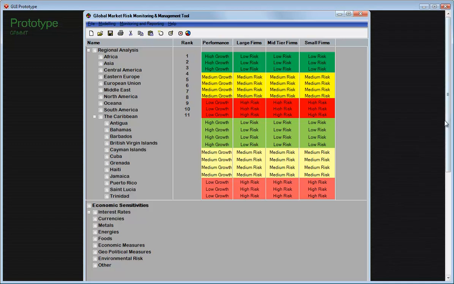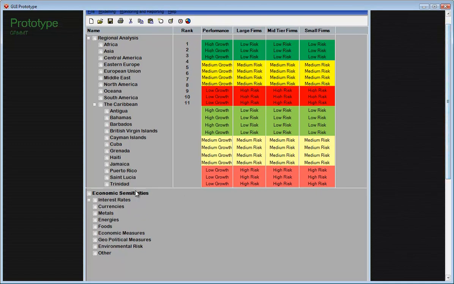Just down the bottom here you'll see the various inputs, economic sensitivities. These are just broad categories, you might say, of interest rates, and they are interest rates from all over the world, currencies, metals, energies, foods, as we mentioned before, the key economic measures, the geopolitical measures as well, how stable the various governments of the world are, any areas which might be exposed to environmental risk as well.